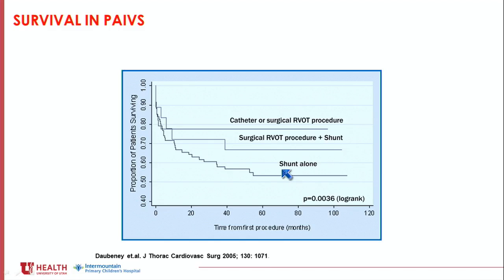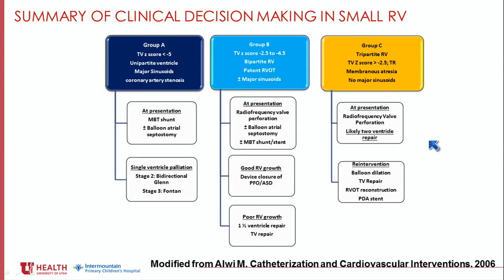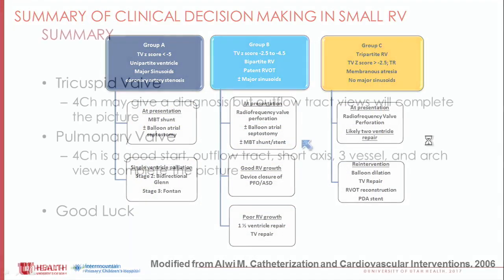So these patients actually don't do very well. If you shunt them alone, the mortality is almost 50% in that first group, the bipartite group. If you can open up their right ventricular outflow tract and provide another source of pulmonary blood flow, it's better, but it's still not great, so 70 to 80%. That was just one more reminder of these different groups.